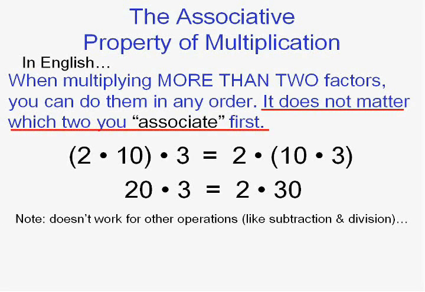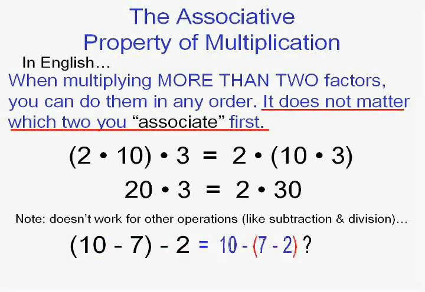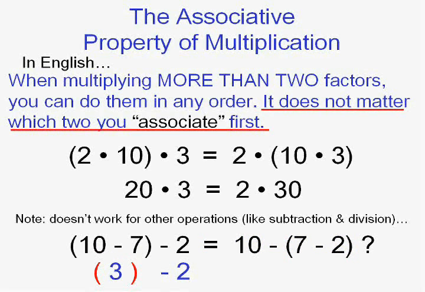Like other properties, this doesn't work for subtraction and division. It only works for addition and multiplication. For instance, here, if I change the order, I'm going to get different answers, as you can see. If I do the 10 minus 7 first on the left side, I'll get 3 minus 2, I'll get 1. But on the right side, if I do the 7 minus 2 first, I get 5, and 10 minus 5, that's 5, a completely different answer. You're way off this time. So this associative property only works for multiplication and addition, not for subtraction, and also not for division.